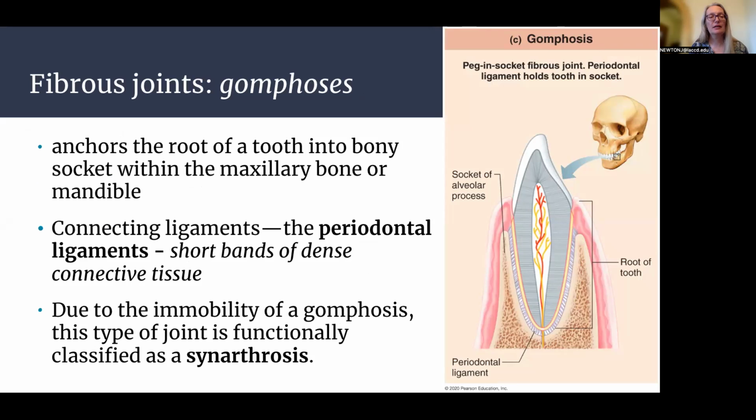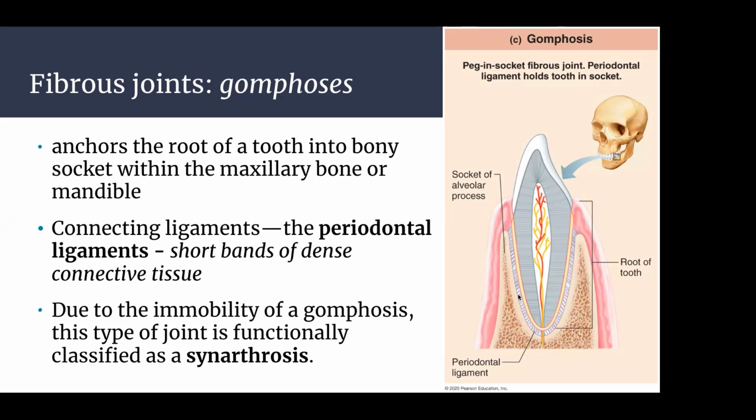Now, our third kind of fibrous joint are the gomphoses. And again, I'm just going to minimize the picture here so you can see all of the labels. A gomphosis is a joint that anchors the root of a tooth into the bony socket within the maxillary bone or the mandible, depending on whether it's in the upper jaw or the lower jaw. This is how our teeth are held into our jawbone.